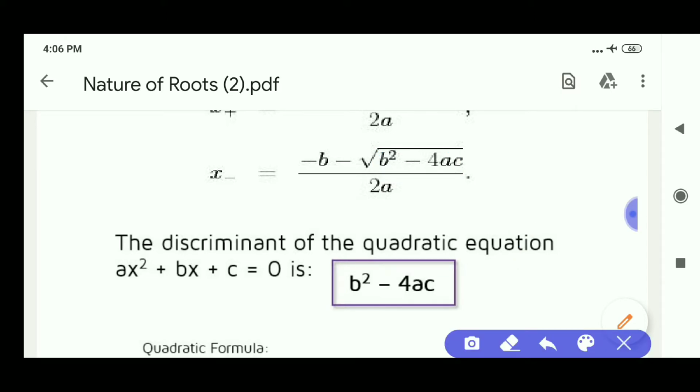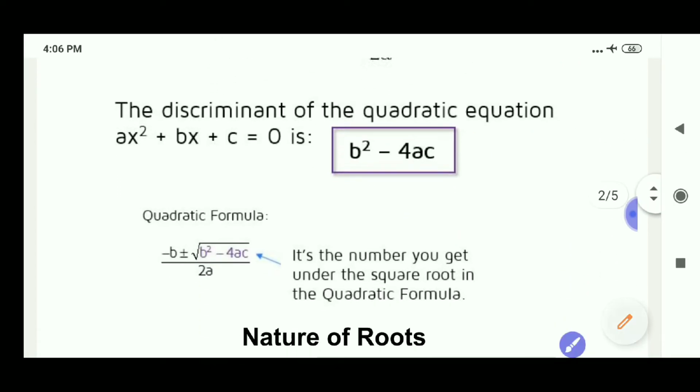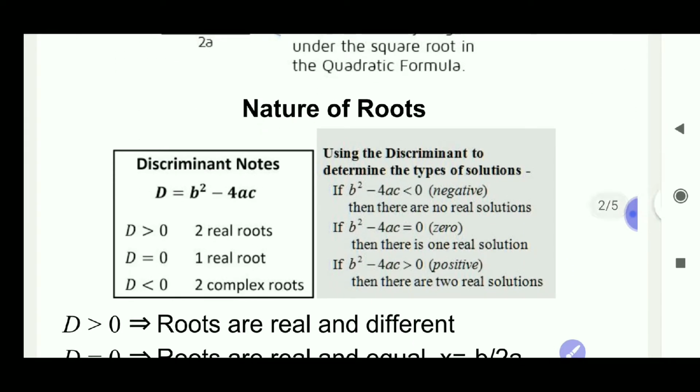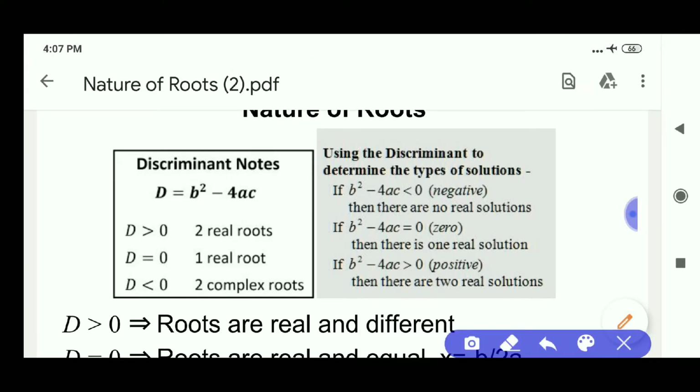This discriminant determines the nature of roots. Generally, the discriminant is denoted with the letter D or sometimes delta. If D is greater than 0, that means b square minus 4ac is greater than 0, then the quadratic equation has two real roots. If the discriminant equals 0, then it has one real root. If the discriminant is less than 0, then it has two complex roots.